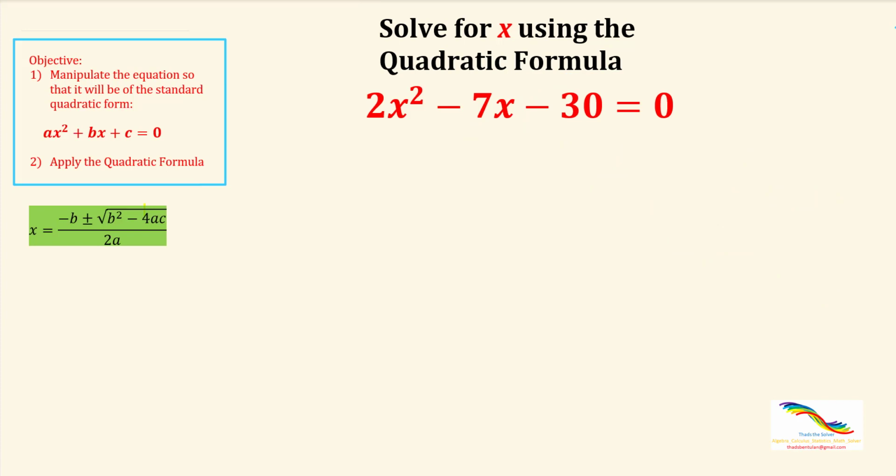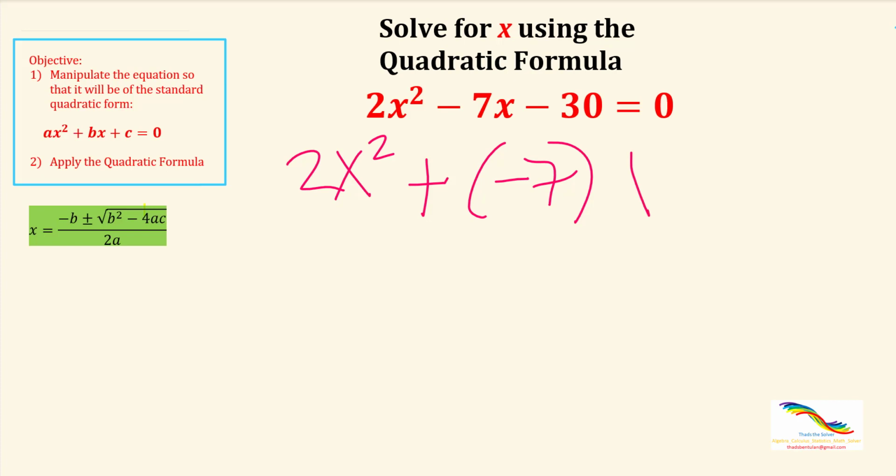Alright, so let's proceed by doing this transformation. 2x squared plus negative 7x. So sorry, there's the x here. 7x plus negative 30 equals 0. Very large numbers.